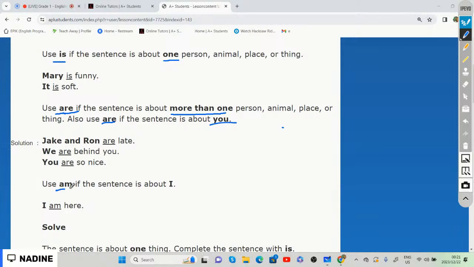And then lastly, we use am if the sentence is about I. For example, I am here, I am running, I am hiding. So we use am if the sentence is about I.